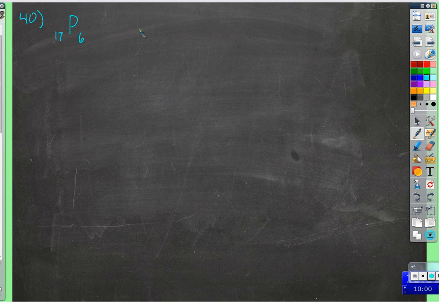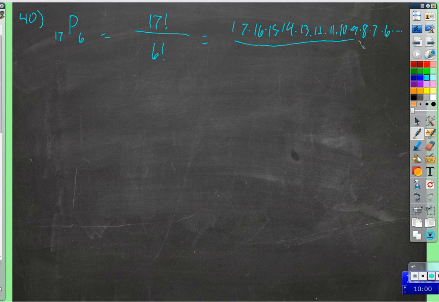Okay, here's this one. Again, it's 17 factorial over 6 factorial. So we're going to get 17 times 16, 15, 14, 13, 12, 11, 10, 9, 8, 7, and then 6 all the way down to 3, 2, 1. The 6 factorial is 6 all the way down to 3, 2, 1, multiplied together. So this cancels all of these that are at the end. And we just get the 17 times every number before it, all the way down to 7. Okay.